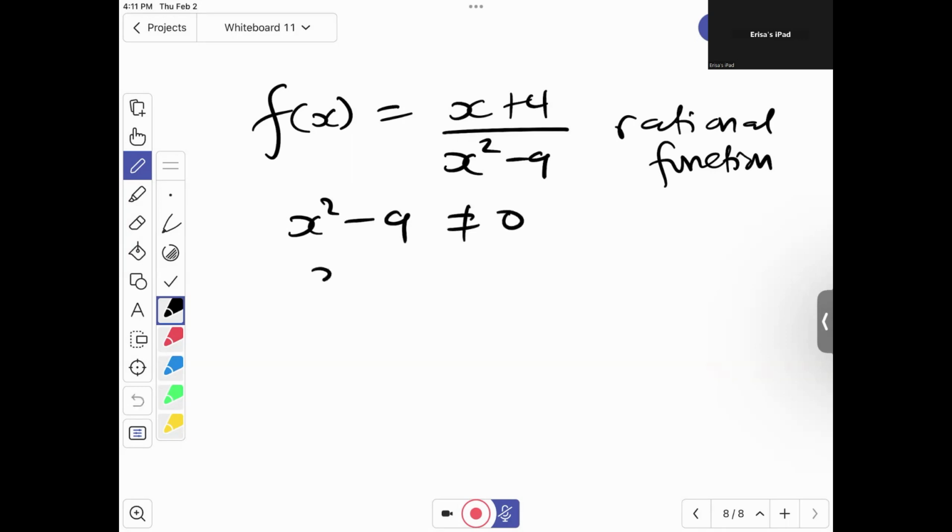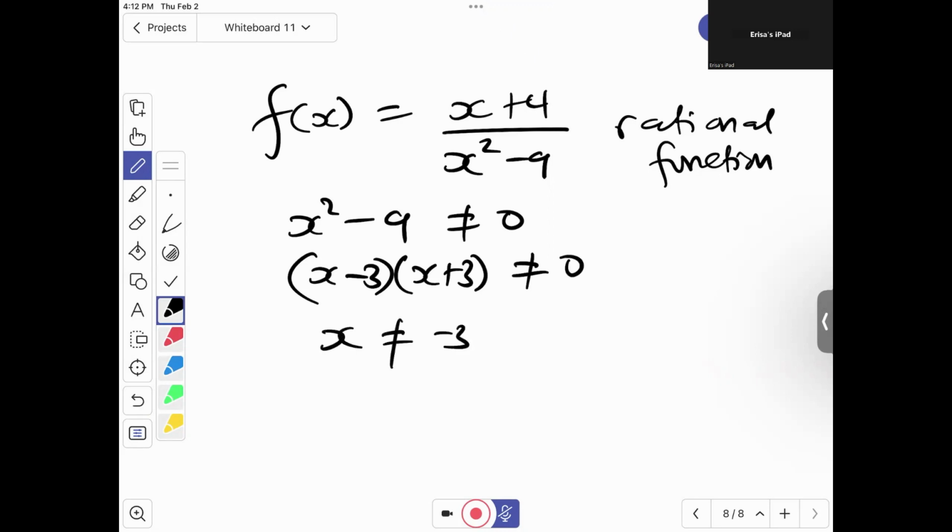You can use a difference of two squares and have (x minus 3)(x plus 3) should not be equal to 0. So you don't want to have x equal to negative 3, and you don't want to have x equal to 3. These have to be excluded from the domain.